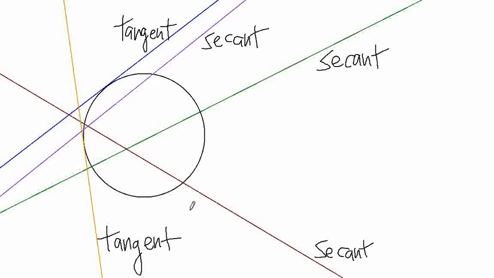Now, I would like to discuss a property of tangent lines. Tangent lines are perpendicular to the radii that they intersect. Okay? Let me repeat that. Tangent lines are perpendicular to the radii that they intersect. In fact, let me go ahead and type it out. Tangents are perpendicular to the radii they intersect.